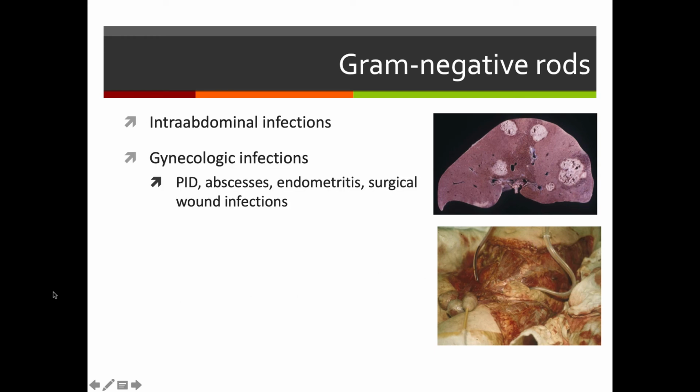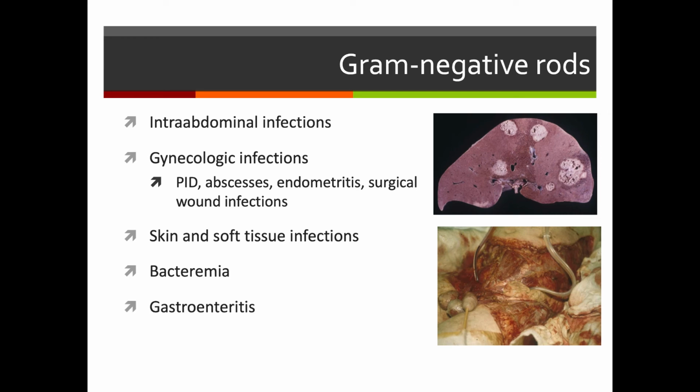Can cause gynecological infections, including pelvic inflammatory disease, abscesses in the uterus and other tissues in those areas, endometritis, surgical wound infections, and then this is a skin and soft tissue infection. Can also get into the bloodstream and cause bacteremia. They can sometimes cause gastroenteritis or inflammation in the GI tract. That would usually only be if you had a slight overgrowth, but they were still contained in the GI tract.